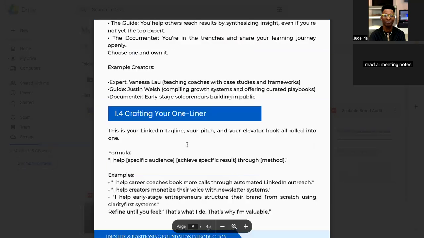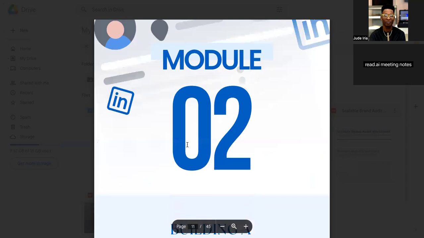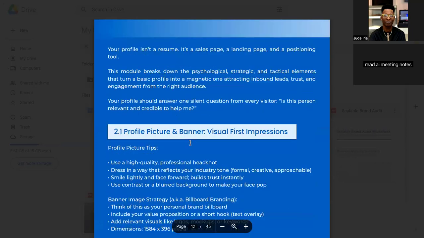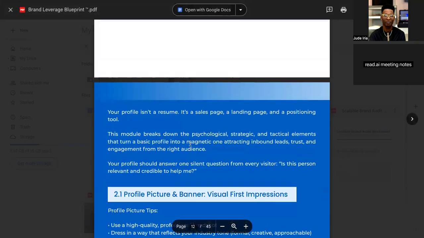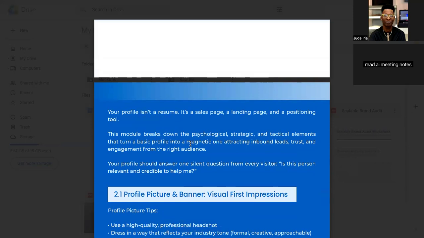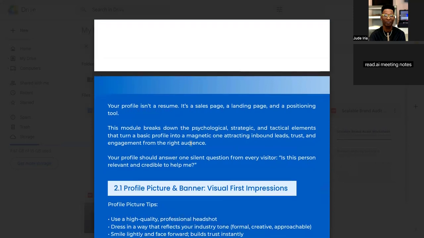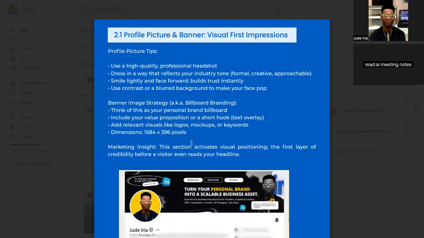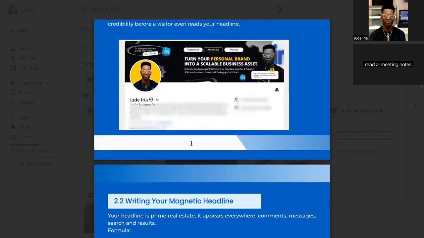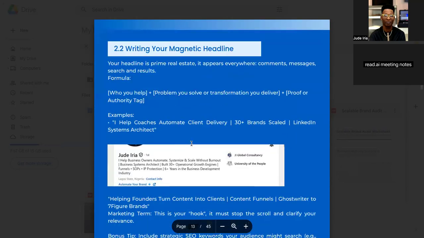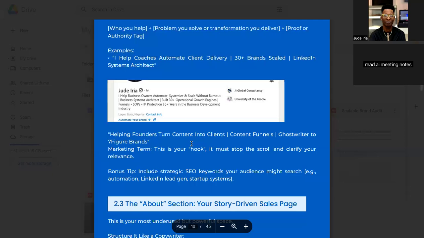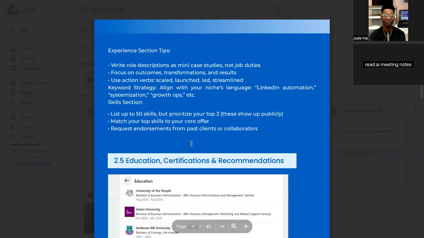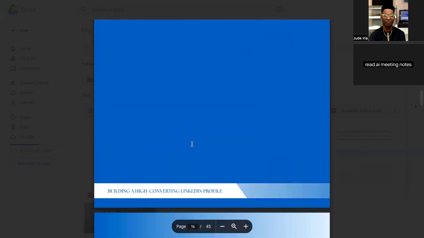Then we've also run through module 2, which happens to be building a high converting LinkedIn profile. How your LinkedIn profile should be: it's not just a resume, it's also a sales page, a landing page, and a positioning tool that you shouldn't really underestimate. We also showed examples of how our banners should look, writing your unique magnetic headlines, and the about section, experience section, and every section on LinkedIn. We treated that in our last class.